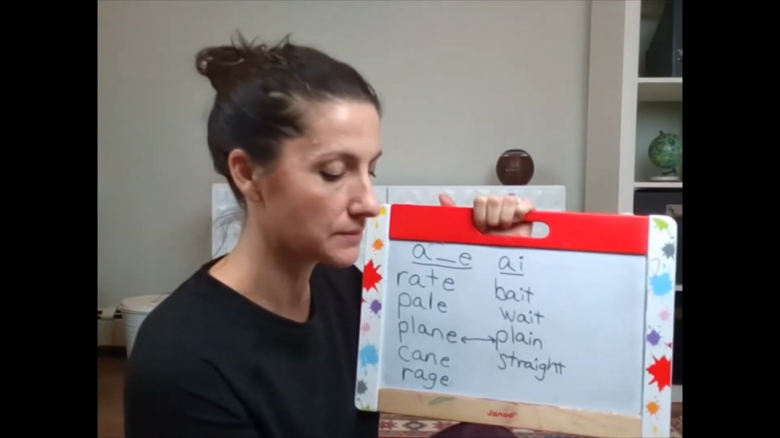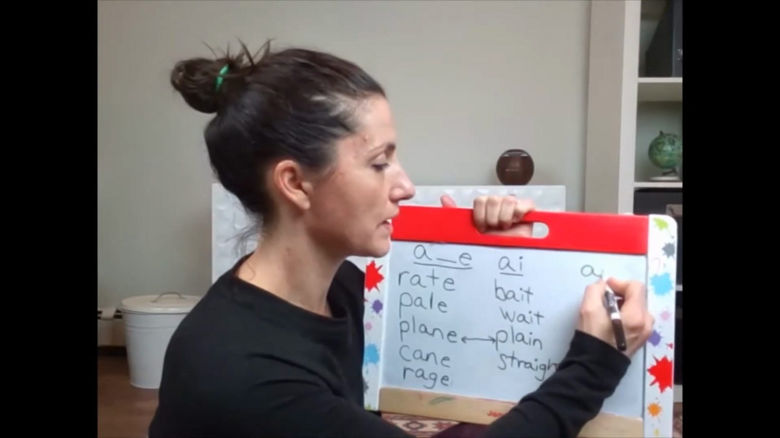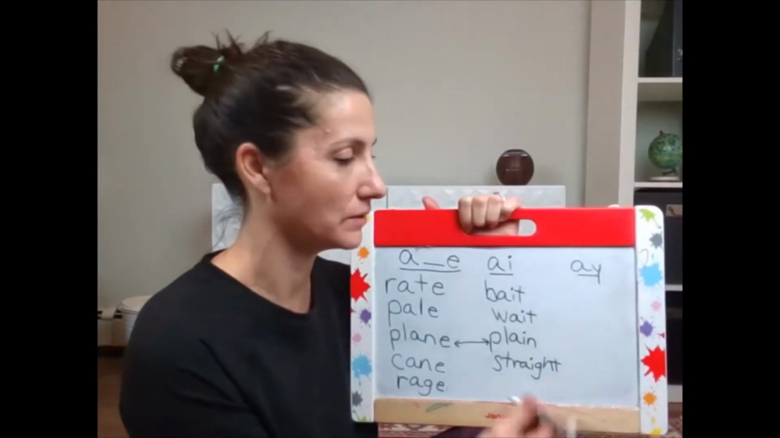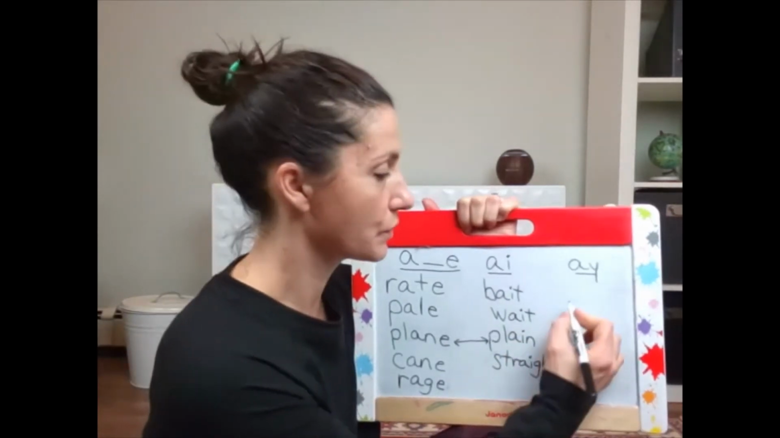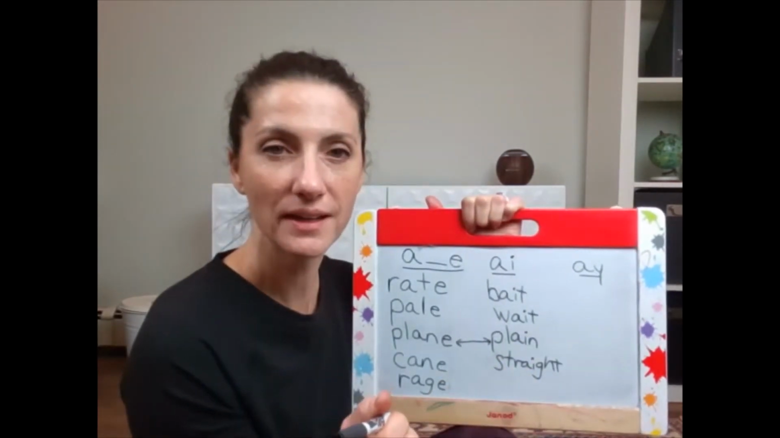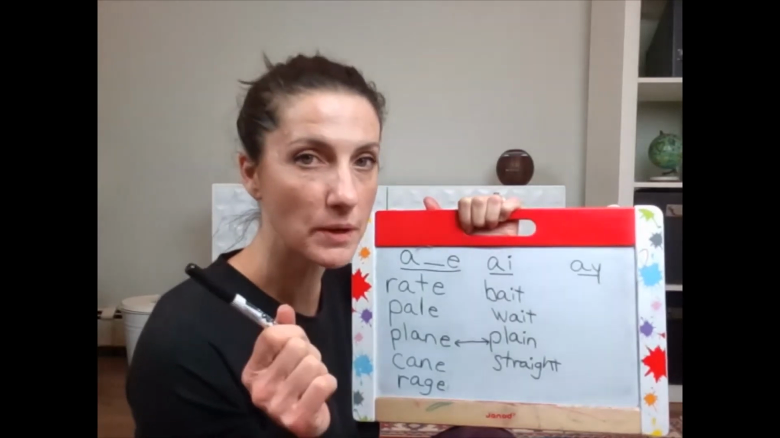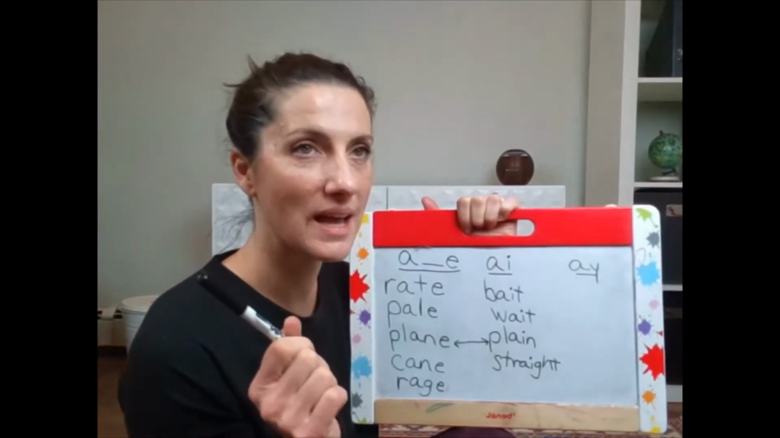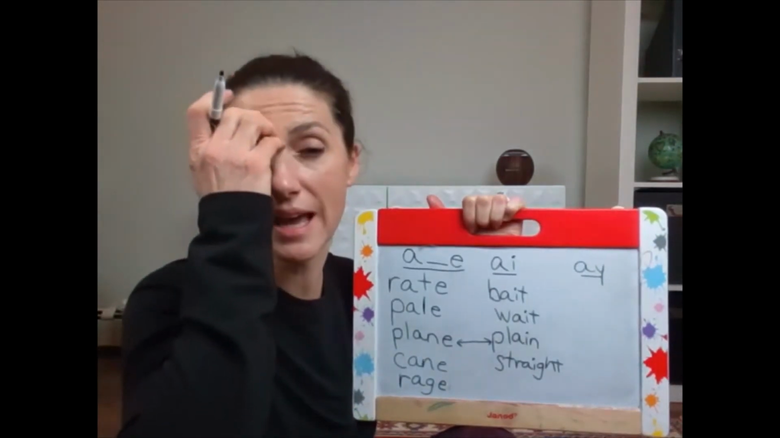S-T-R-A-I-G-H-T, straight. Now, the third way that we can get that long A sound is with A-Y. So those are words like, can you all think of any? Think of one. If you need to pause me for a minute. Think of a word, at least one, with an A-Y, where it sounds like A.